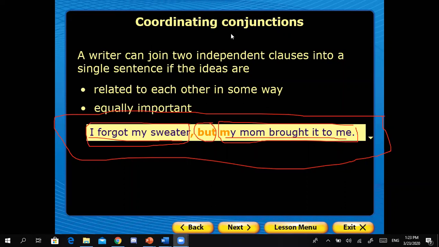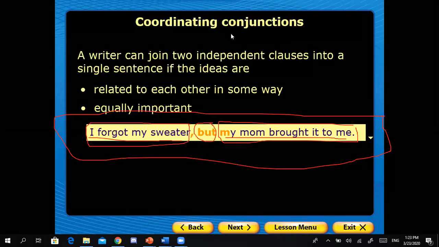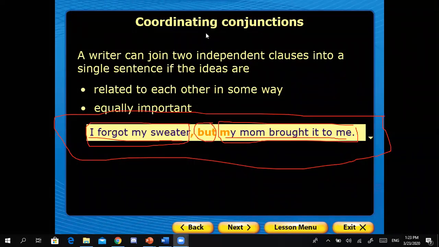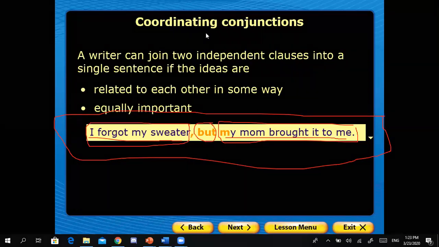Mister, is there any compound sentence that doesn't have a fanboy or a conjunction? Pardon me, Aziz. Is there any compound sentence that doesn't have a conjunction? No, only if we have a semicolon. What is a semicolon? A dot and a comma, a comma with a dot over it. Okay, thank you.